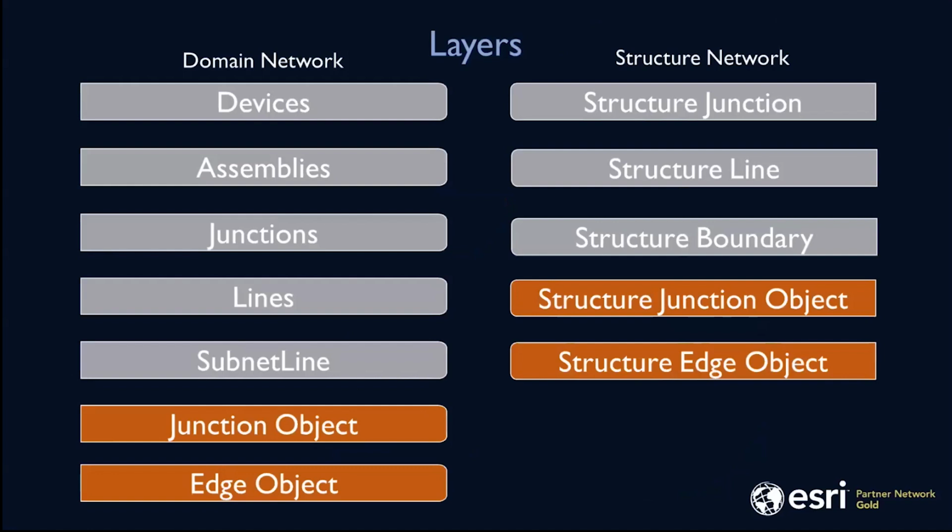The utility network is made up of several layers that represent different aspects of your system. In the domain network we have things like devices, so valves and meters, or assemblies, which represent groupings of devices that work together. Junctions represent connection points in the network where elements come together. And then we have our structure network. Structure junctions are things like manholes, and structure lines would be things like casings. In addition to those spatial features, we also have non-spatial objects like controllers, switches, and fiber strands, which may not have a physical location on the map, but are still crucial for modeling the functionality of the network.